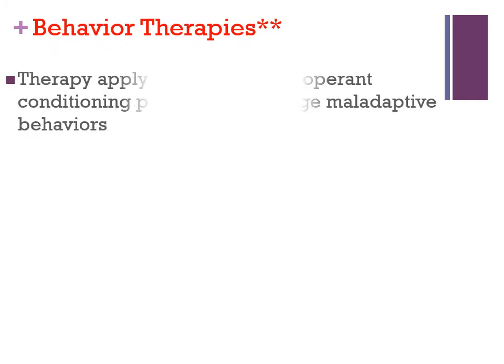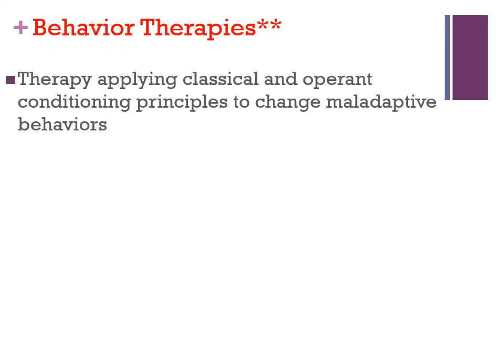All right, then we've got behavior therapies. This is therapy applying classical and operant conditioning principles. So, OMG, we just came full circle. Remember the very first chapter, we learned all about classical and operant conditioning. And now here we are in the last chapter, learning more about classical and operant conditioning. Oh, it's the circle of life, people.